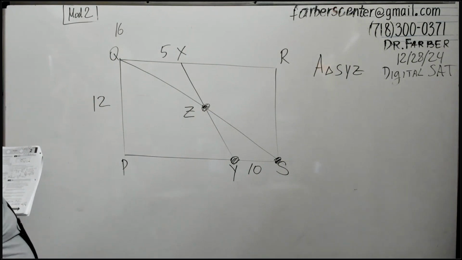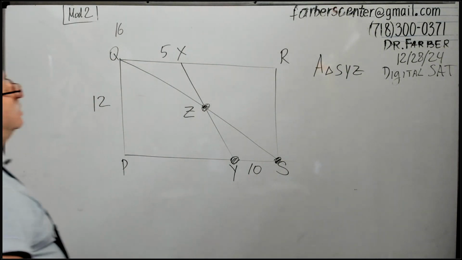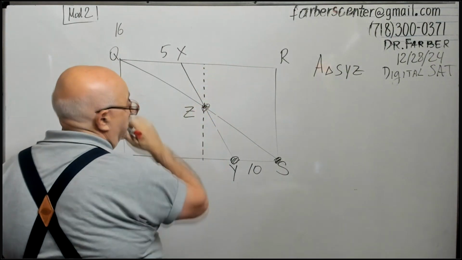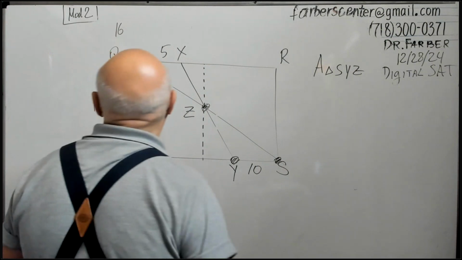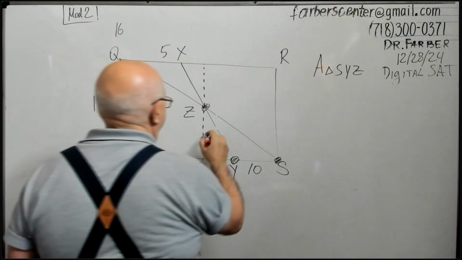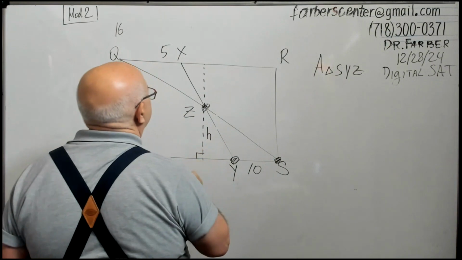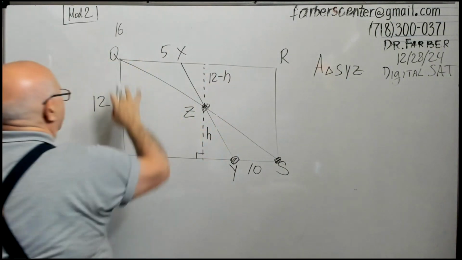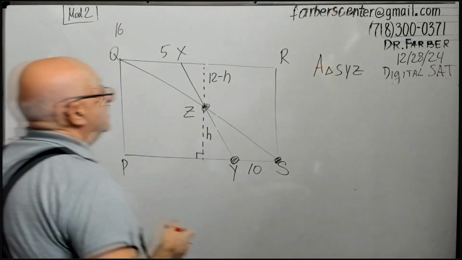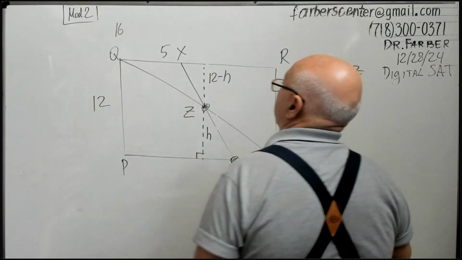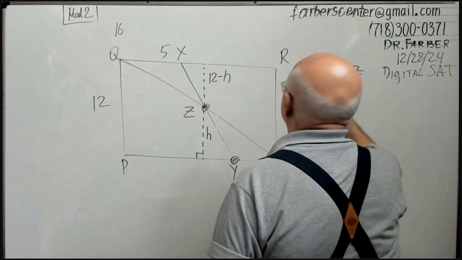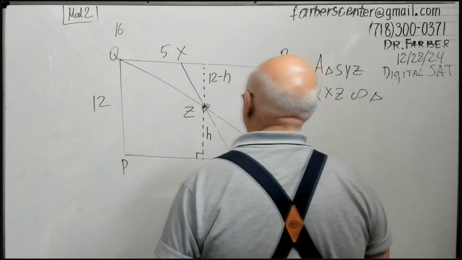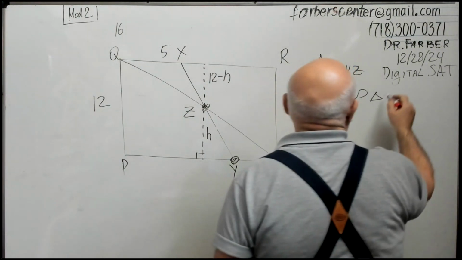Now, students, let me make a perpendicular here. And this is H, and this guy is 12 minus H. Why? Because this overall is 12. I can write down the triangle QXZ similar to triangle ZSY.